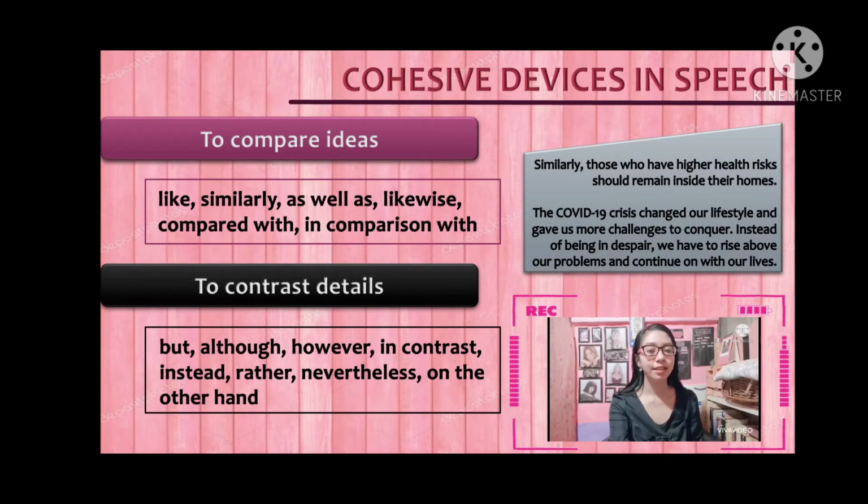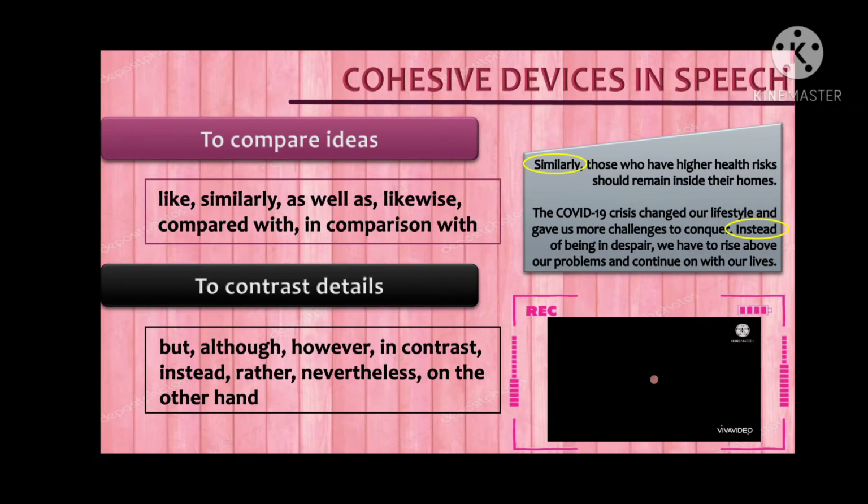Example: Similarly, those who have higher health risks should remain inside their homes. The COVID-19 crisis changed our lifestyle and gave us more challenges to conquer. Instead of being in despair, we have to rise above our problems and continue on with our lives. So the words used are similarly and instead.